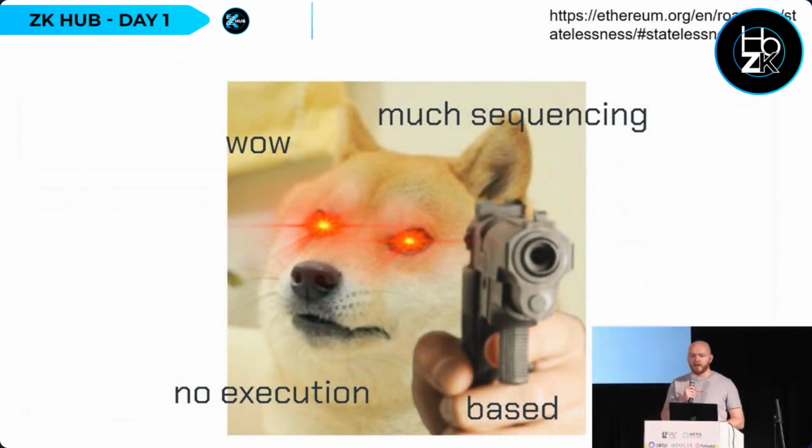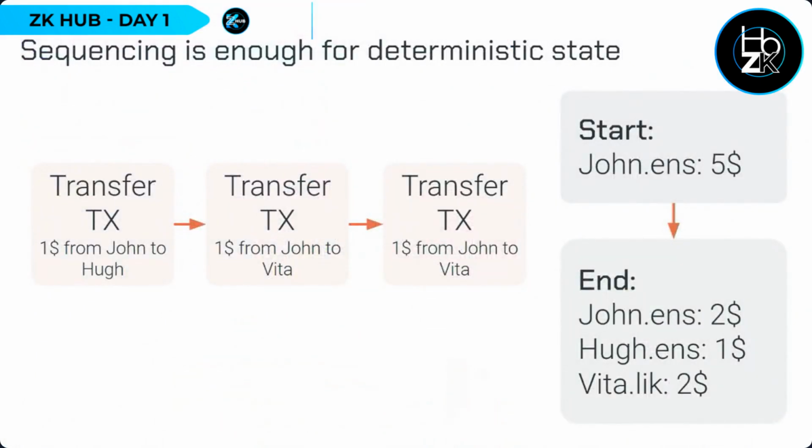The final item on the roadmap, which is the difficult one, is to remove the execution. And the solution here is, again, something that's part of the Ethereum roadmap, insofar as there's been one for a few years. Basically, all you have to do is sequencing. So the key insight is that sequencing is enough to achieve deterministic state, unless we're talking about intents, separate topic.